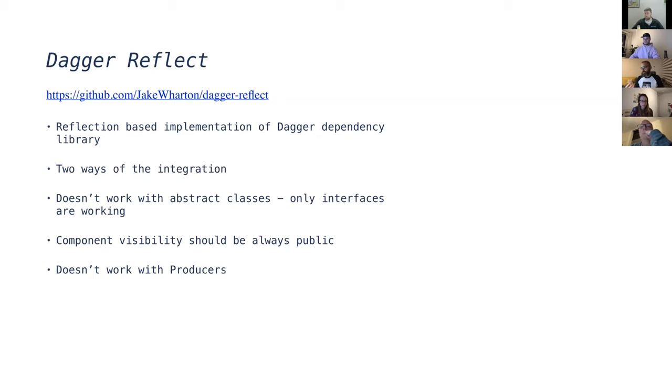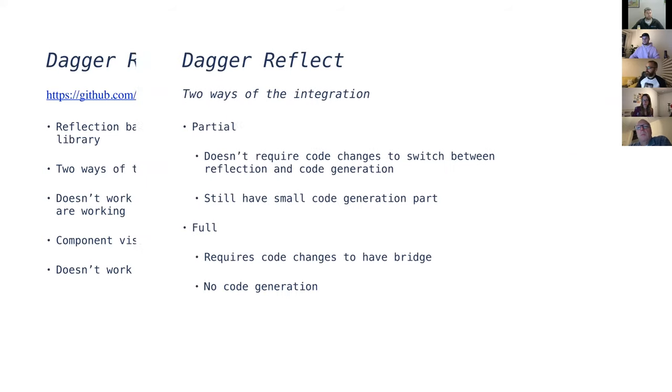It's also required to make your component all public. So it might suck if you have some hidden component in your module that you don't want to expose, then you cannot use Dagger Reflect. So it's a trade-off. And finally, it doesn't support Dagger producers. I'll not talk about what Dagger producers are right now. If you are interested, ask me a question later.